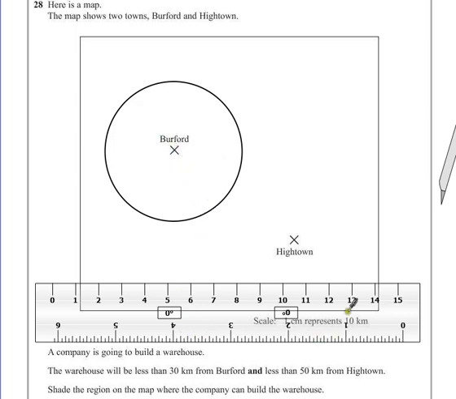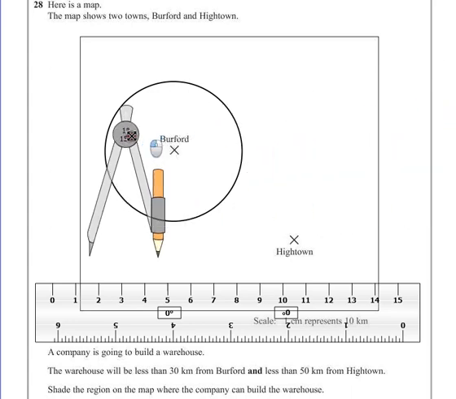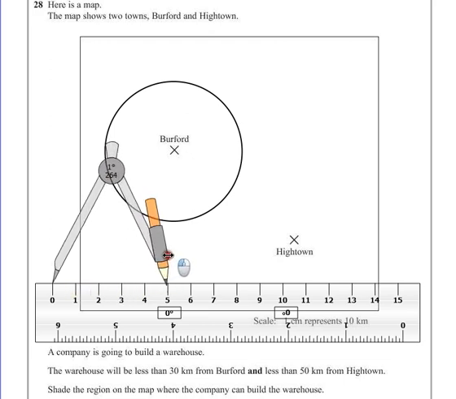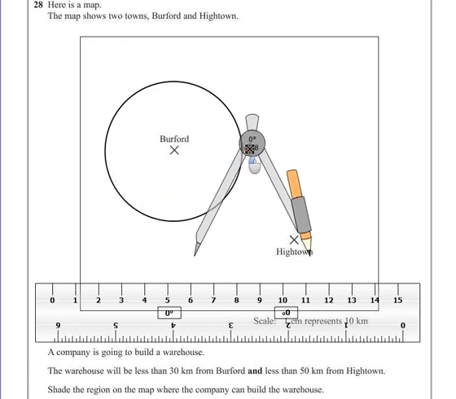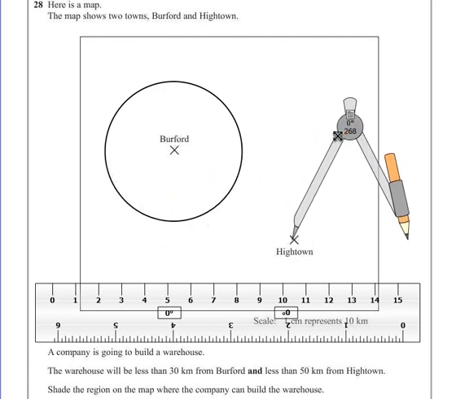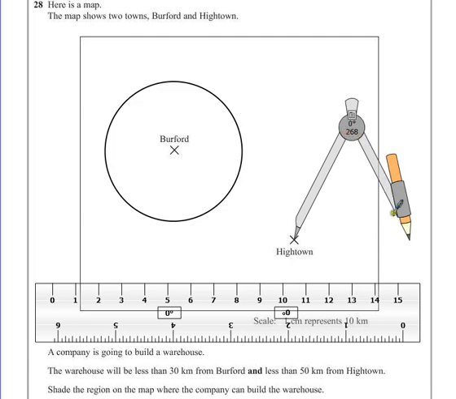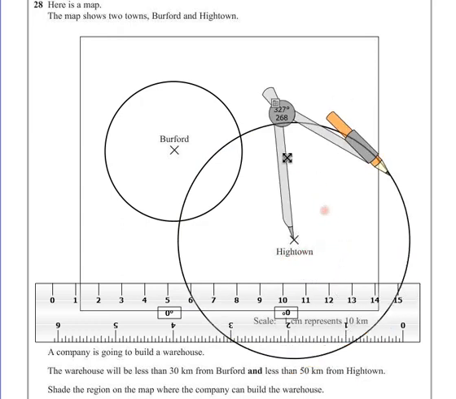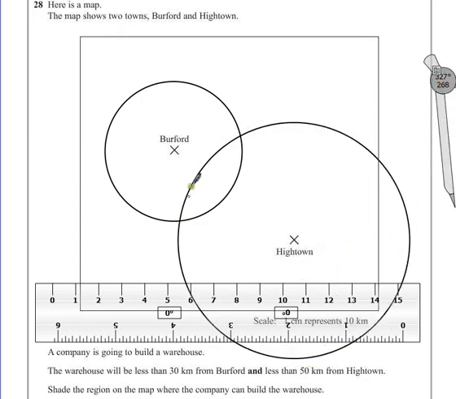To find less than 50 kilometres from Hightown, we need to find a circle which has a radius of 50 kilometres, or in this case 10, 20, 30, 40, 50, which is 5 centimetres. Let's just make sure that's nicely on the ruler. So 5 centimetres, put the point on Hightown this time, as close as we can get to the centre, and draw a circle. It doesn't matter if it goes outside the area that you've been specified. This circle will show everything inside 50 kilometres.